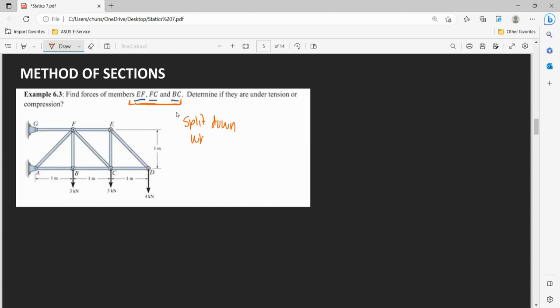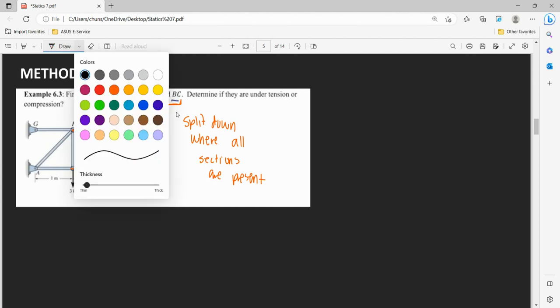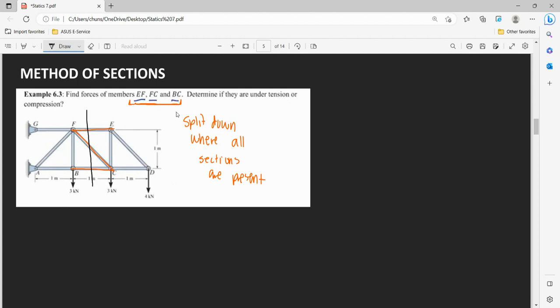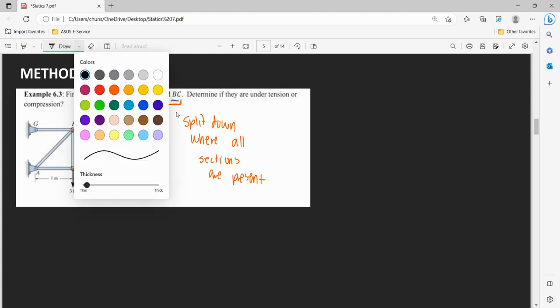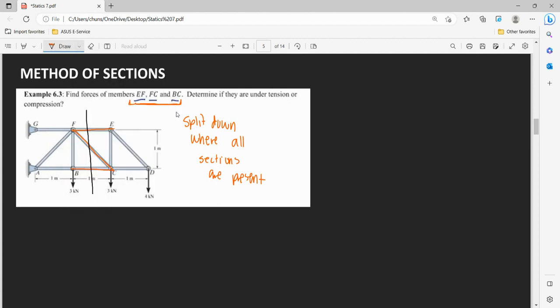down where all sections are present. So we have EF and FC and BC. We want to cut down here because it would cut through all of those three members. Once we cut that in half, we're going to develop two different halves. So this is for G.